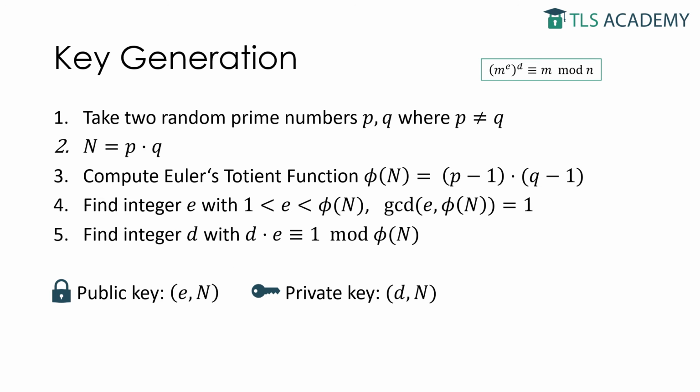For the key generation, we first take two distinct random prime numbers, called p and q. N is then computed by multiplying these two prime numbers. The third step is the computation of Euler's totient function phi, which is p-1 multiplied with q-1. This result phi of n is kept secret. We then try to find an integer larger than 1, which is smaller than phi of n, and also co-prime to phi of n. This integer is called e, and together with n it forms the public key. The last step is finding the private key d, by finding a positive integer that is congruent to 1 modulo phi of n when multiplying with e.